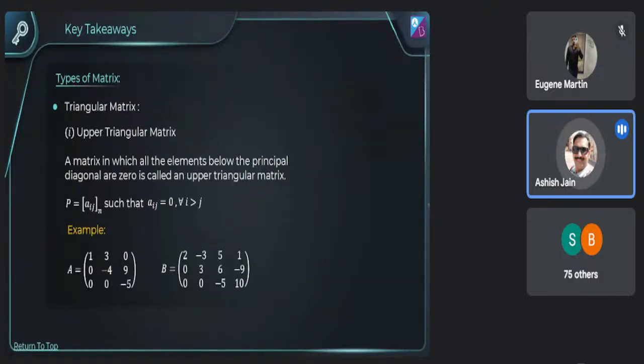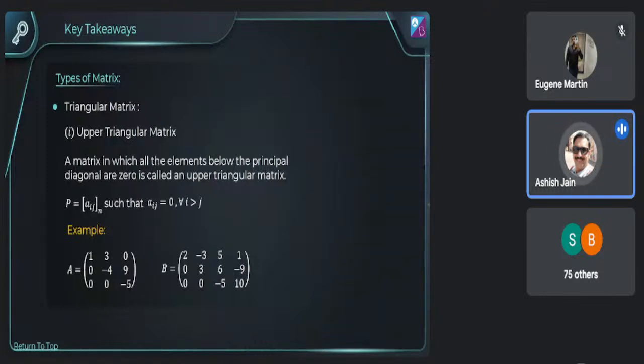Second row, first column, i की वैल्यू j से ज्यादा है, that value is 0. अगर आप third row, first column देखो, वो भी 0 है. Third row, second column देखो, वो भी 0 है. That means for all such elements a_ij where the value of i is more than j, the value is 0. Such matrices are called upper triangular matrix. Here we have elements only in the upper part of the matrix. It forms a kind of a triangle: 1, 3, 0, -4, 9 and -5.